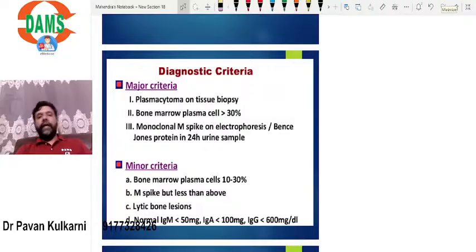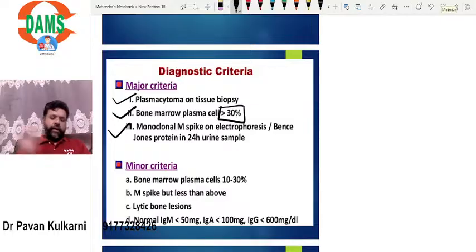Now multiple myeloma has certain major criteria and certain minor criteria. What are the major criteria? Number one, plasmacytoma on tissue biopsy. That means if there is a multiple myeloma case and you do a biopsy and see under the microscope, you should be able to see plasmacytoma. Abnormal malignant plasma cells should be seen in the tissue. Second criteria, bone marrow plasma cells should be more than 30%.